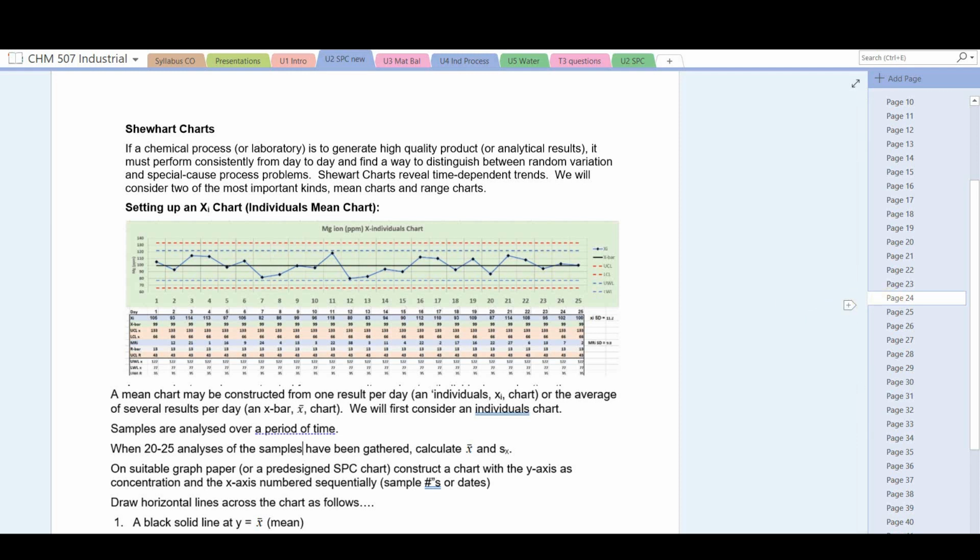Page 24, Shewhart charts. If a chemical process or laboratory is to generate high-quality product or analytical results, it must perform consistently from day to day and find a way to distinguish between random variation and special cause process problems. Shewhart charts reveal time-dependent trends. We will consider two of the most important kinds, mean charts and range charts.